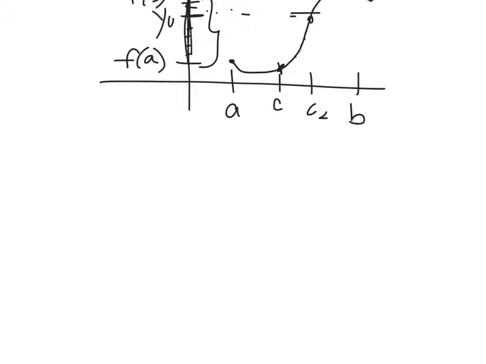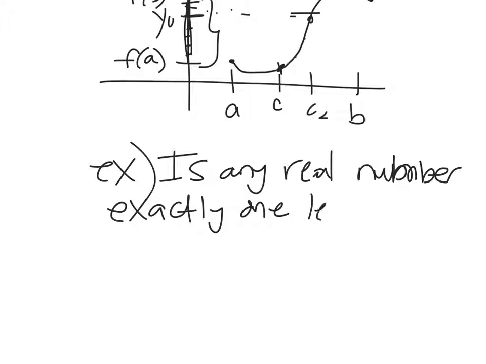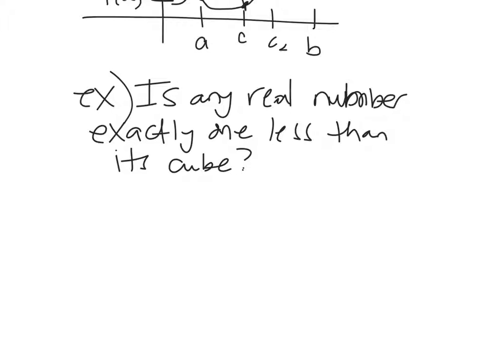Here it is. Example. They ask you this weird question. They say, is any real number exactly one less than its cube? Okay, and then it says, if so, compute this to 3 decimal places. So there is going to be a number. Is any real number exactly one less than its cube?